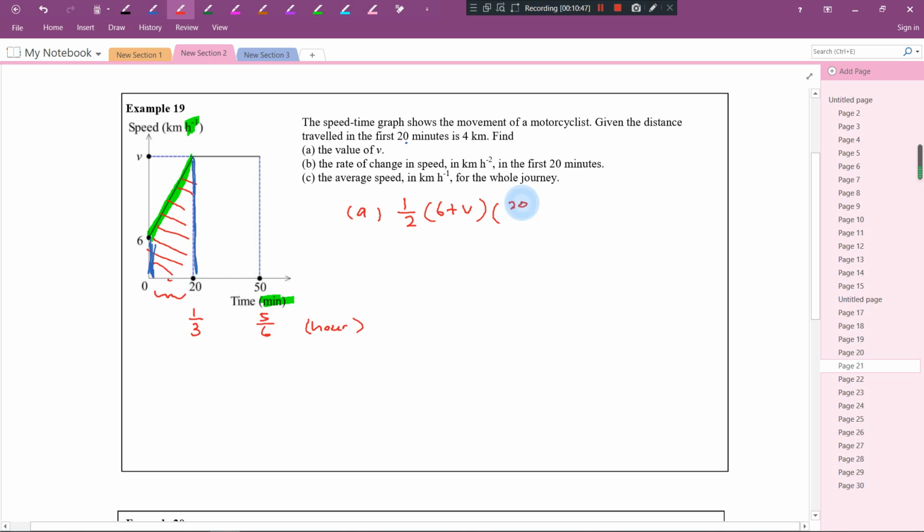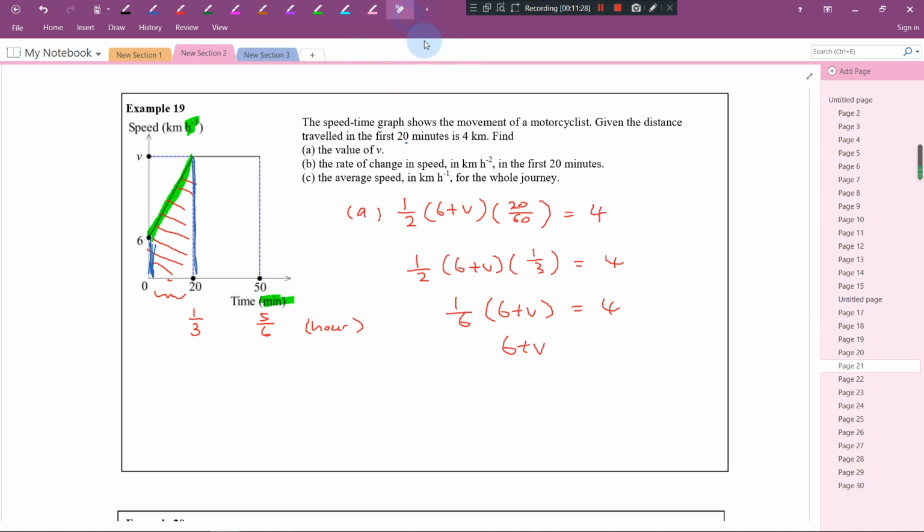If you want to write 20, you want to take this number directly, you can, but you have to divide it by 60. If you don't want to, you can just take 1 over 3. Okay, so this will give you the total distance traveled for this part, which is equal to 4. So this is actually 1 over 3. This is 1 over 3. So I take this times this, you will get 1 over 6.